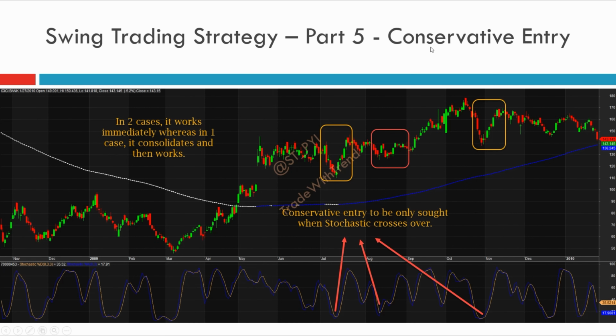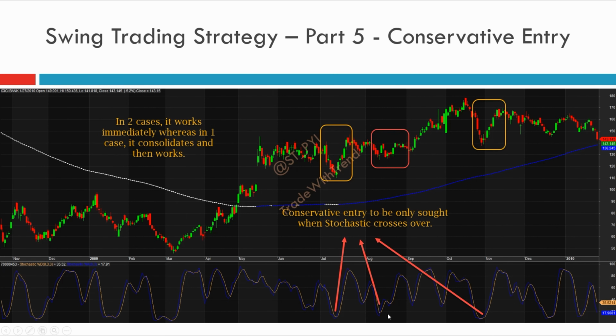And one more thing, whenever the stochastic enters the buy mode, most of the time the trade works over the next few days only. So if you take this particular example, there are three cases here. This is box 1, box 2 and box 3. In box 1 and box 3, as soon as the stochastic has entered the buy mode, the price has actually rallied about 10 to 15%. Similarly here, the stochastic entered the buy mode and the price rallied about 10 to 15%.